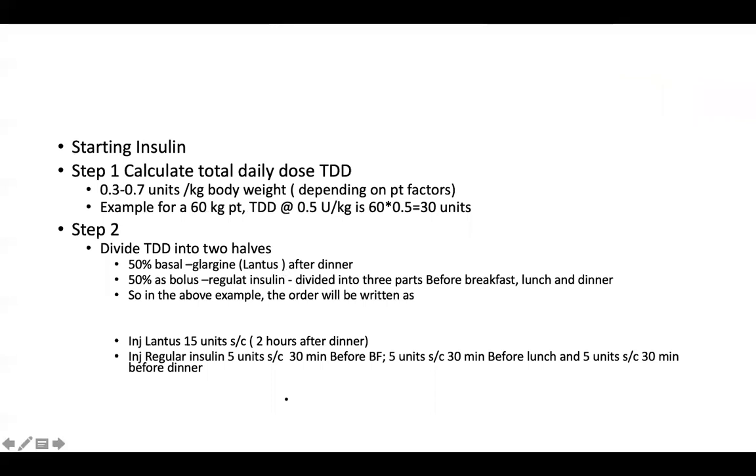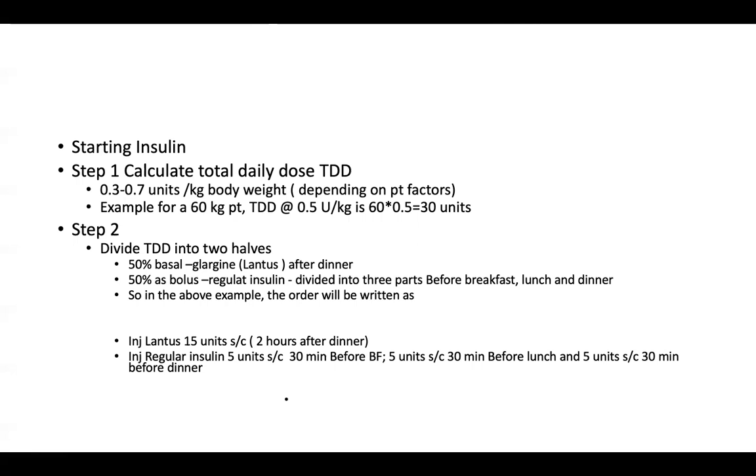So starting insulin, step one is to calculate the total amount of insulin that you want to give to the patient. The formula for this is 0.3 to 0.7 units per kg body weight. Depending on patient factors, you might give 0.3 or 0.7 or in between. For example, if the patient weight is 60 kgs, and you're taking 0.5 unit per kg, then the dose will come out to 30 units. An obese patient may require more, thin people will require less. Of course, the SR should decide.